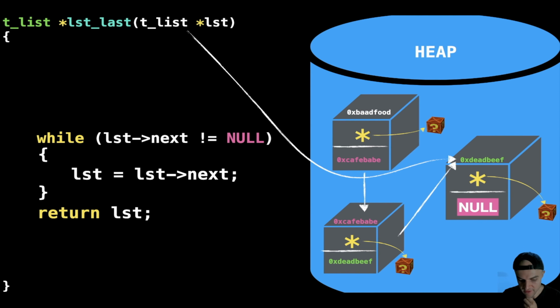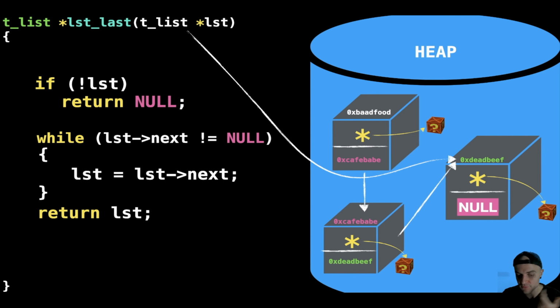So we're going to return that, return list. And of course, we always have to check for null. So if not list, we simply return null. That's it. That's the code to find the last node and return a pointer to that.